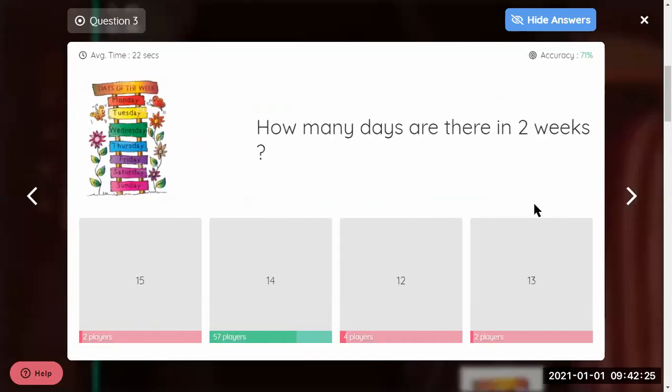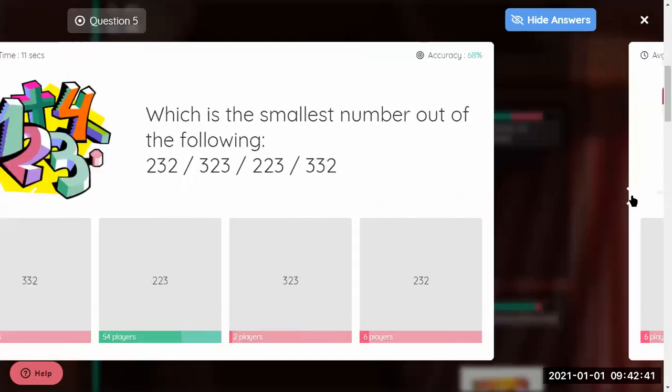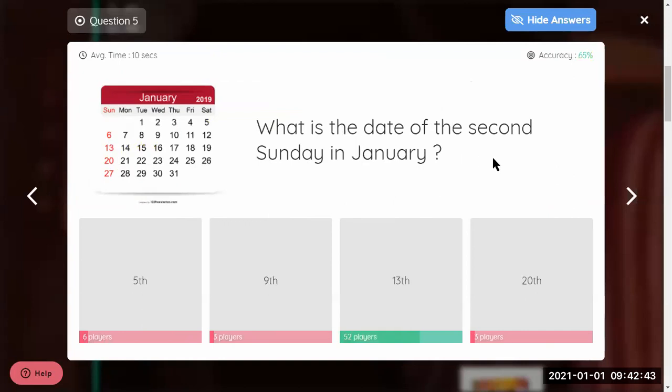We look at the next question. How many days are there in 2 weeks? 1 week is 7 days, so 2 weeks is 14 days, right? Next question was, which is the smallest number? You had to identify the smallest number, and here it was 223. Next question, what is the date of the second Sunday in the month of January? Here the first Sunday is 6 and the second Sunday is 13. So the answer was 13.